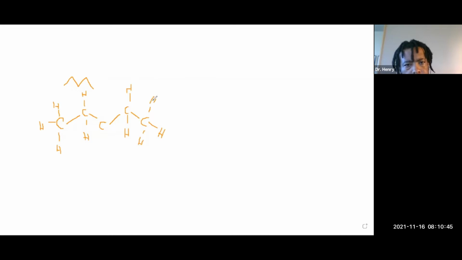So again, this is going to represent that first carbon. This is going to represent the second carbon. This is going to represent the third carbon, the fourth carbon, and this is the fifth carbon. 1, 2, 3, 4, 5. And hydrogens on this one.